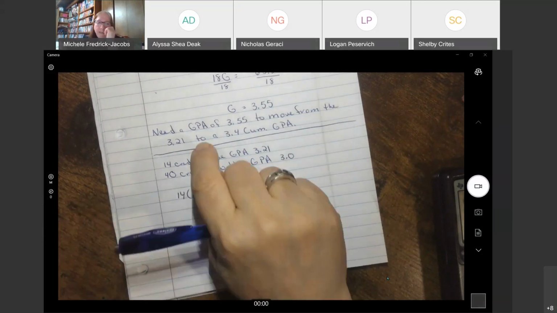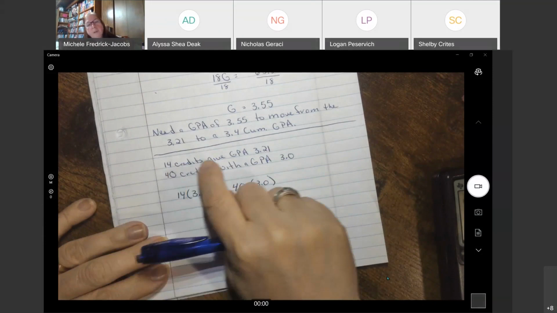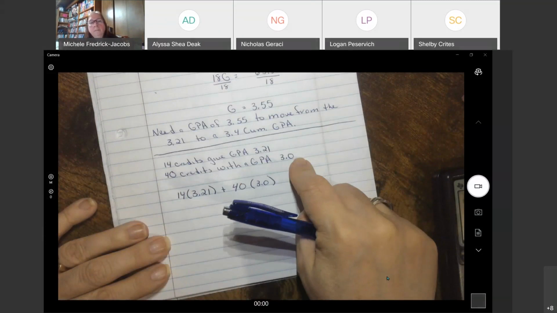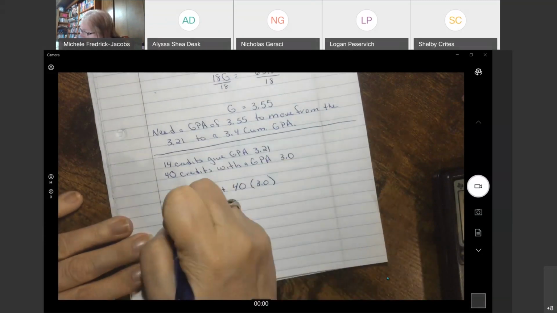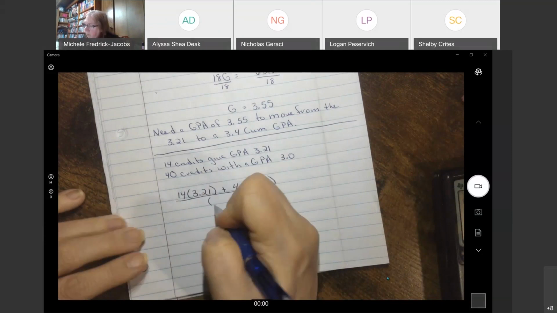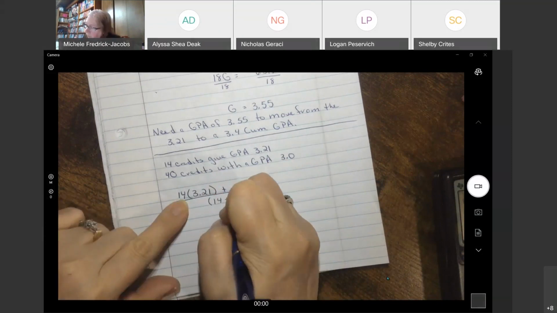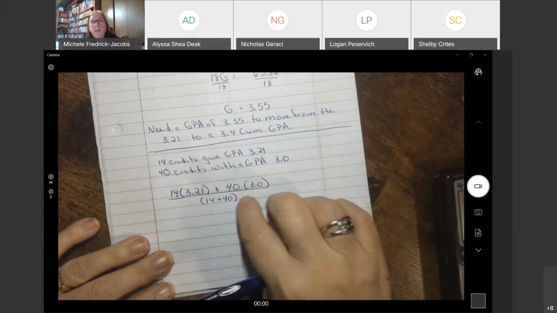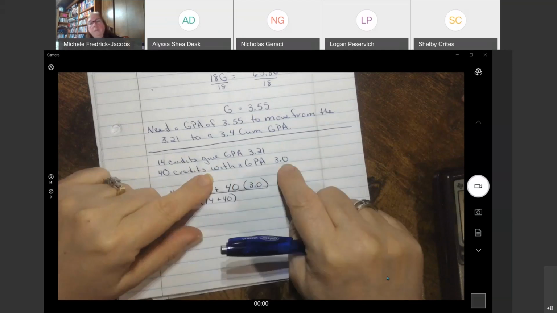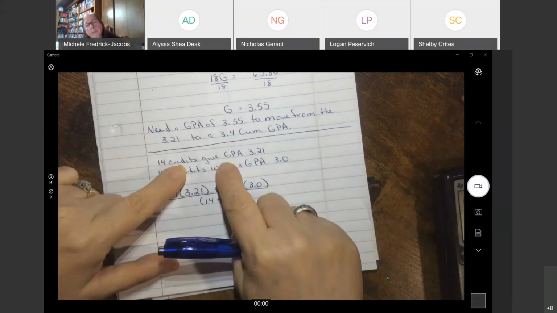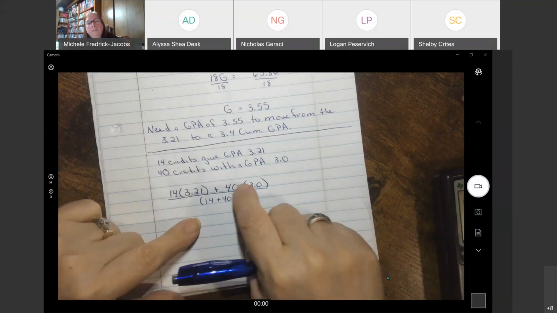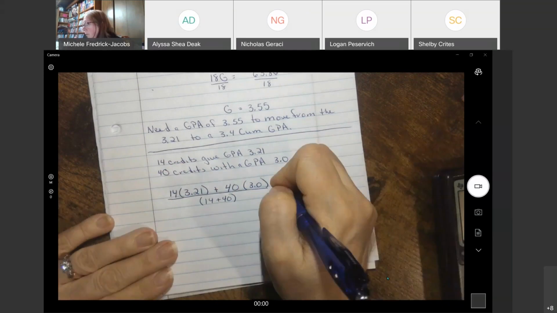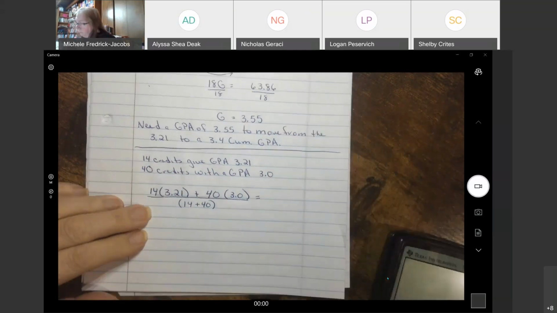And it's weighted because these 14 credits are worth 3.21 each. These 40 are worth 3.0 each. That's your quality points. Then you divide by the total credits, 14 plus 40. And this will get you your new grade point average. So if you look at your cumulative one and then figure out what your grades are going to be or what you think they're going to be, you can see if that's going to move your grade point average up or down, or if you need to reach something. Okay, calculate it.